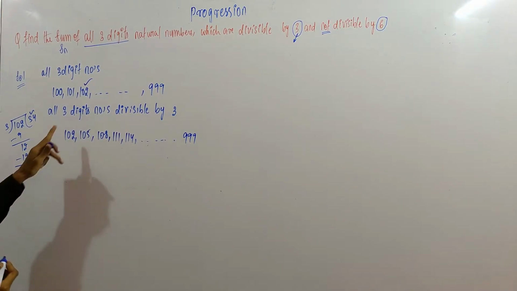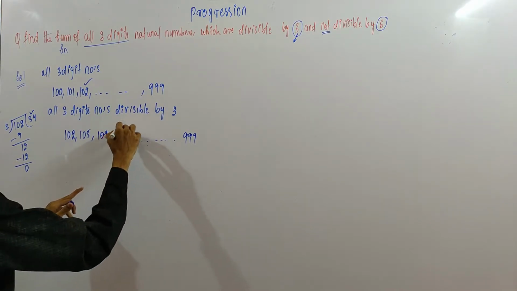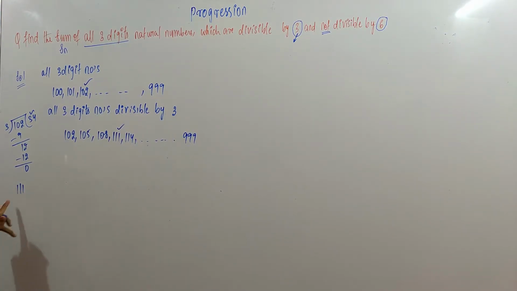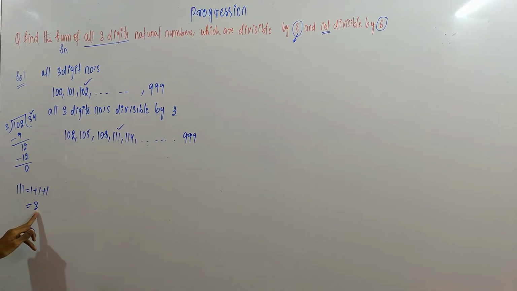One more thing: if you want to know whether a number is divisible by 3 or not, let us take the number 111. If you add 1 plus 1 plus 1, we get 3. If we get a multiple of 3, then the number is divisible by 3. If I take 999, adding 9 plus 9 plus 9, we have 27. So 27 is a multiple of 3. Whenever the digit sum is a multiple of 3, the number is definitely divisible by 3. So all these numbers are divisible by 3.